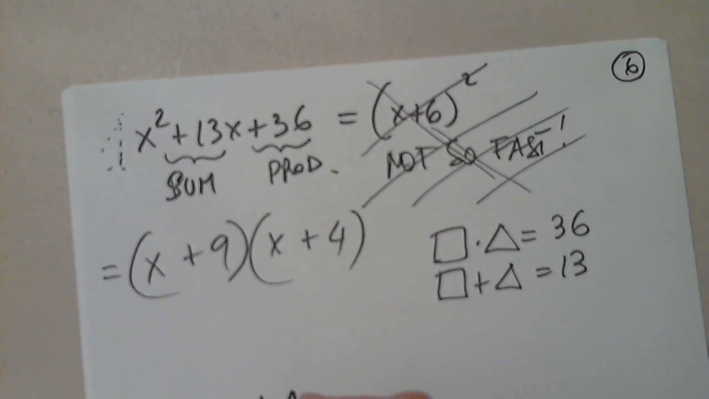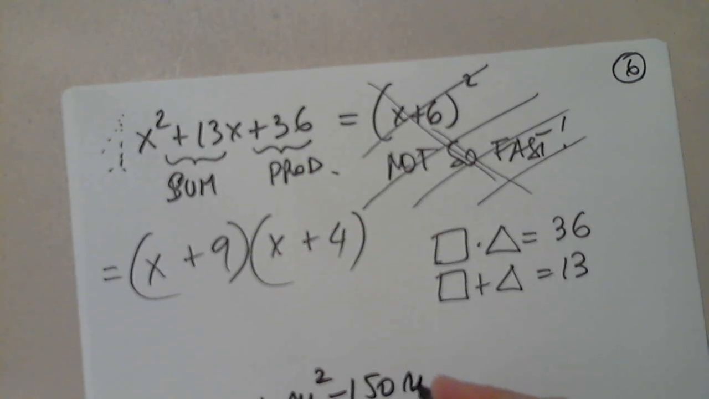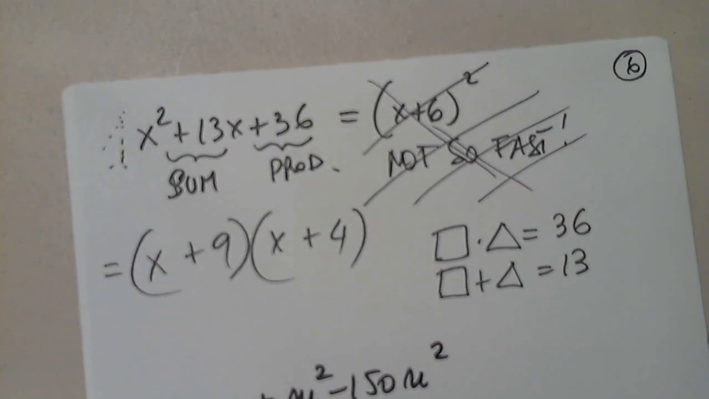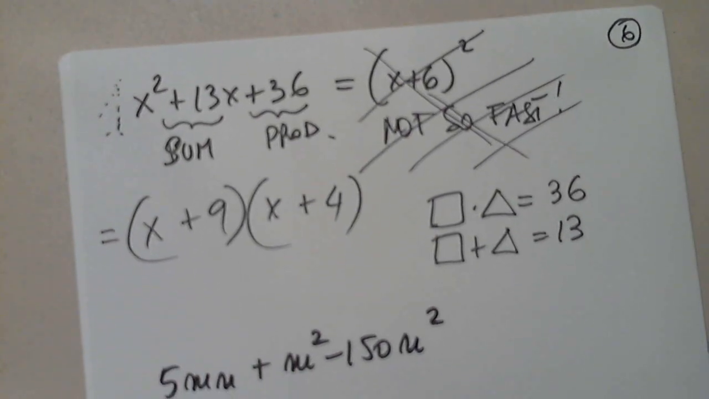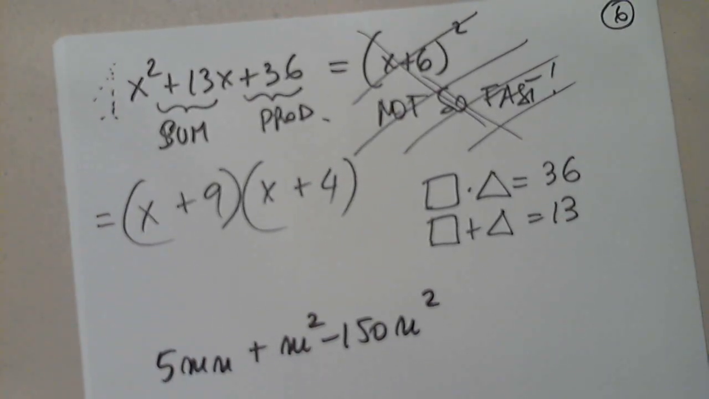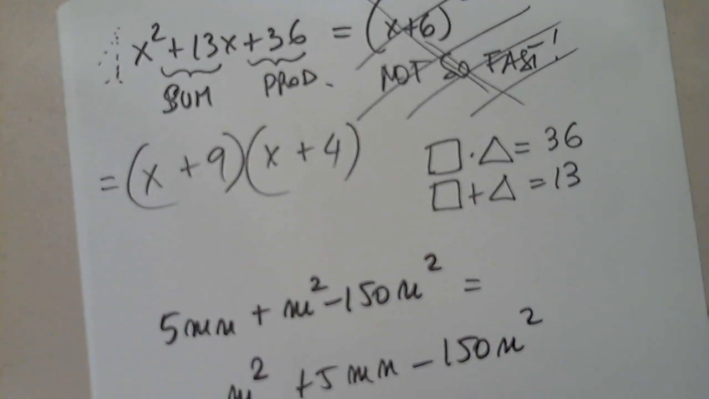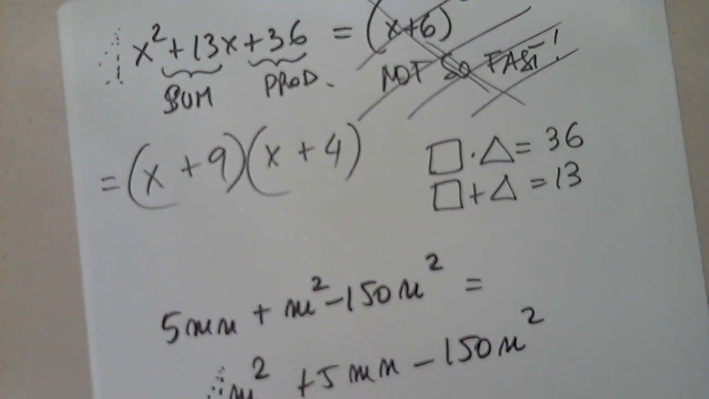5mn plus m squared minus 150n squared. Awesome. Good pick. So the first step here is to arrange it in descending order. And you can say based on what? It doesn't really matter, but the easiest step will be to rearrange it as m squared plus 5mn minus 150n squared. Well, it turns out that the leading coefficient is 1.